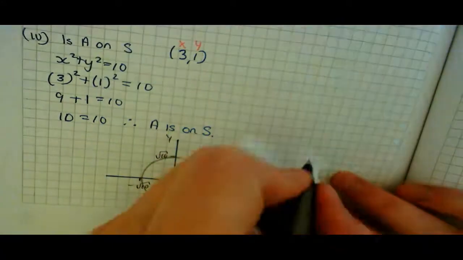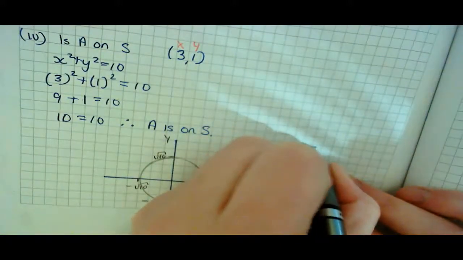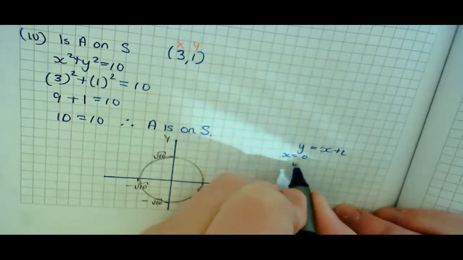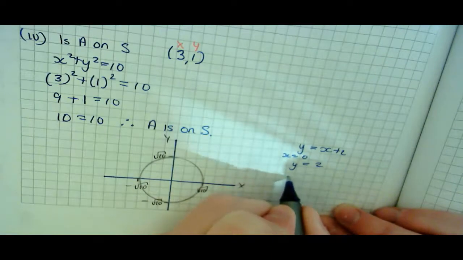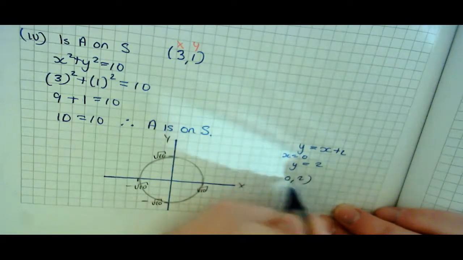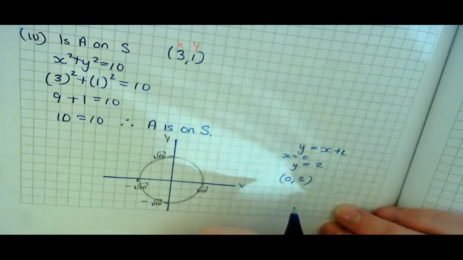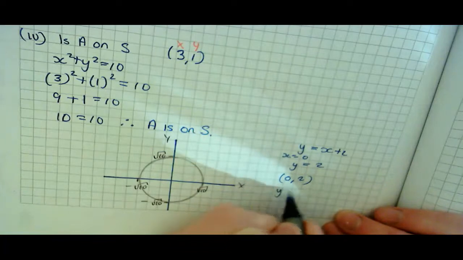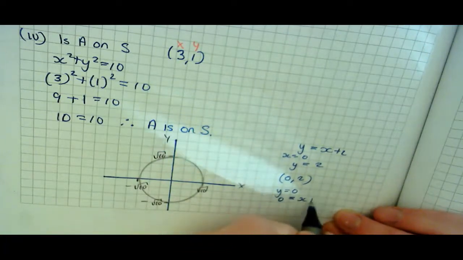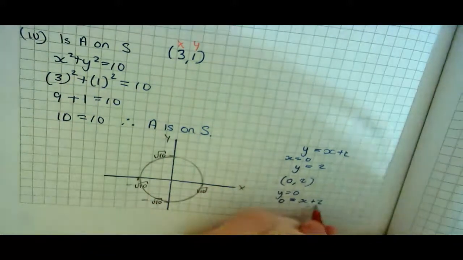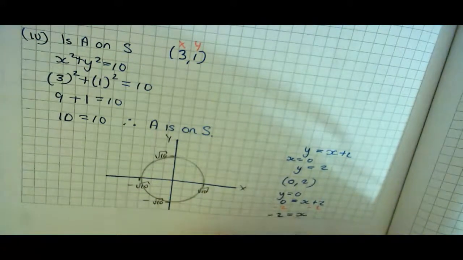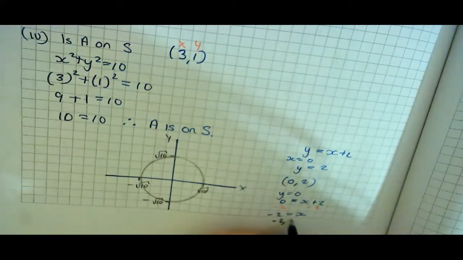So if we look at L there, we know y is equal to x plus 2. So if I let my x equal 0, my y is equal to 2. So one point on that line is 0, 2. And if I let my y equal 0, then take off 2. So 0 minus 2 is minus 2 is equal to my x. So my point there would be minus 2, 0.